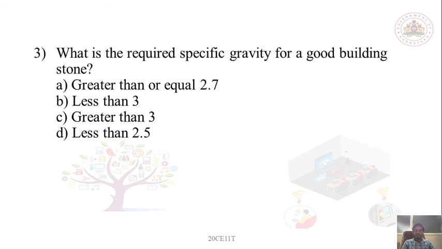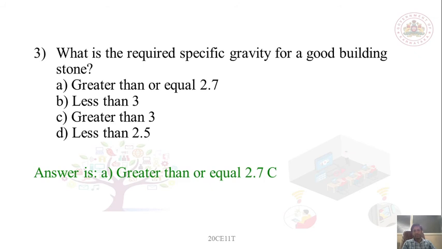Less than 3 may not be the answer. Greater than 3 is obviously not a defined range, because it may not fall exactly on those. Even for the general category of rocks, less than 2.5 may not be the answer, because it will not be less than 2.3 and all. So answer D may not be right. We can give an answer of about 2.7. About 2.7 means 2.6 to 2.7, 2.8, somewhere there.